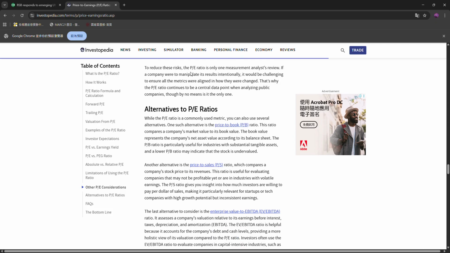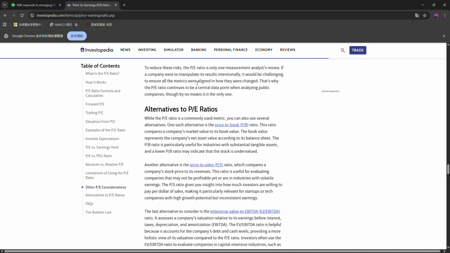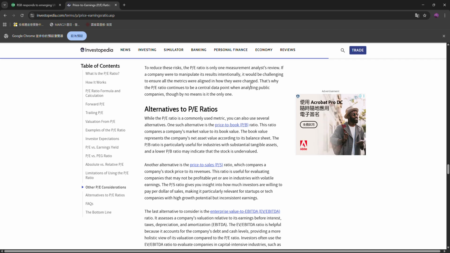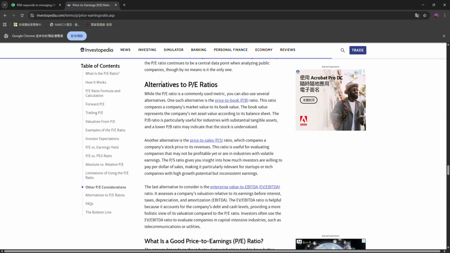To reduce this risk, the ratio is under measurement analysis review. If a company were to manipulate its results intentionally, it would be a challenge to ensure the metrics were aligned in how they were changed. That's why the PE ratio continues to be a central data point when analyzing public companies. But by no means is it the only one.